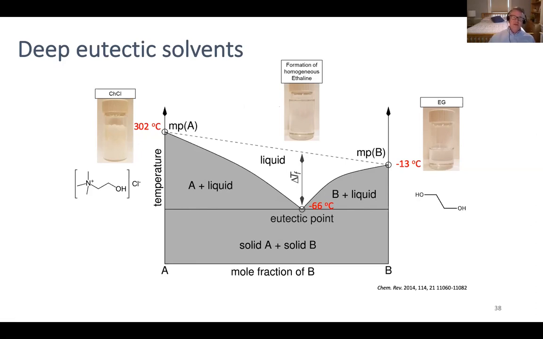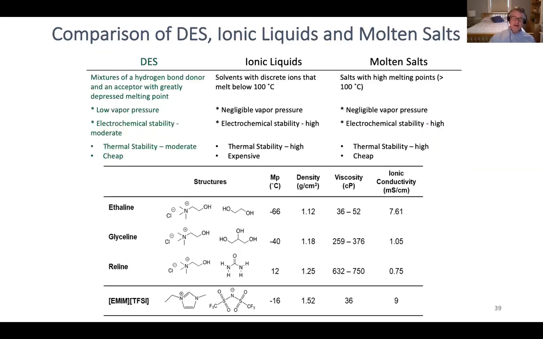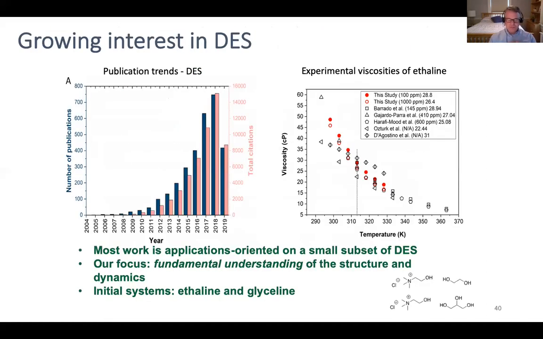And people have thought about these as being replacements for ionic liquids. So they have a lot of the same properties of ionic liquids in that they have very low vapor pressure. They're cheaper than ionic liquids, generally speaking. They have moderate electrochemical stability. So we're on a project looking at, can those be used for electrolytes?